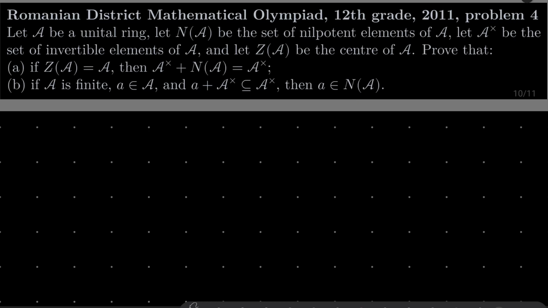First, part A: if Z(A) equals A, then we have the following set equality: units of A plus nilpotents of A equals units of A. And part B, we wish to show that if A is finite, and if a is some element of our ring, and if a plus units of A is a subset of units of A, then our element a is nilpotent. It's a very nice problem from ring theory. I love it. And here are my hints.